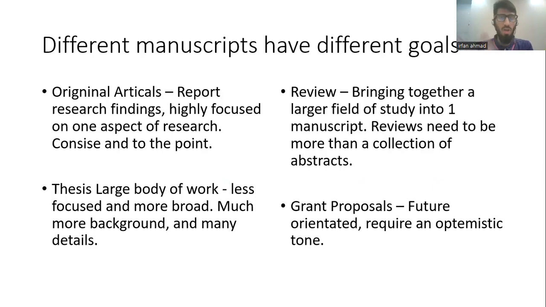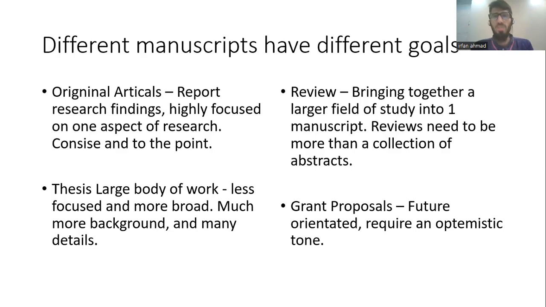Okay, when you write the original article, that is one. The second one is a thesis, a large body of work. It is less focused and more broad, with much more background and many details. For example, if you want to write about balance and fall risk in elderly COPD patients, you have to review COPD, the elderly, balance, falls, and all the research that has been done so far in COPD related to balance and falls. You have to write in detail about the results of each article. Okay, you have to cite them when writing the thesis, a large body of work.